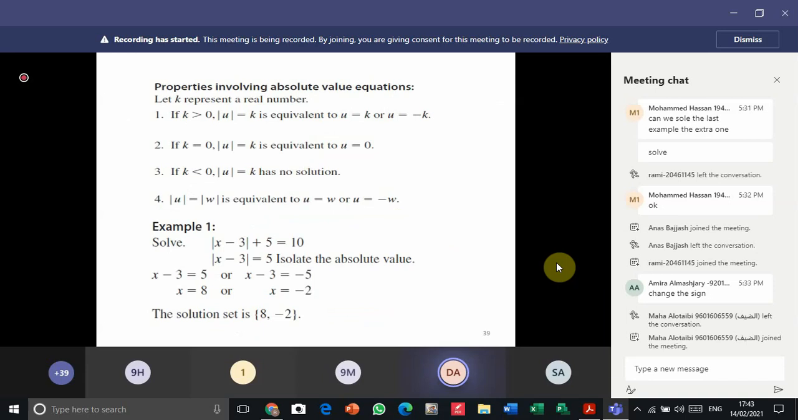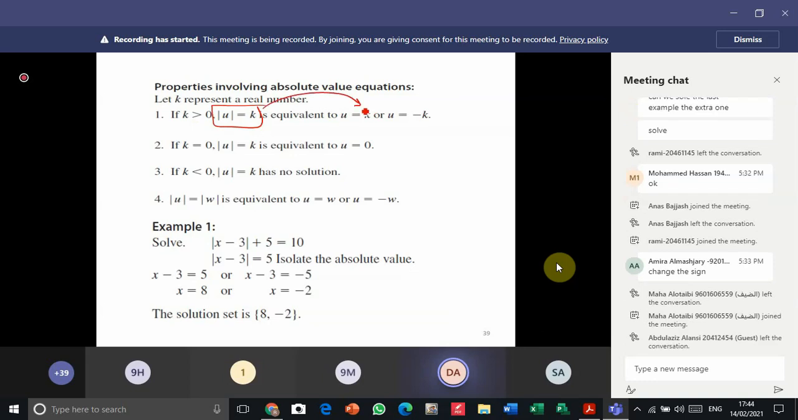Now we have the absolute value. If we have absolute value of u equal k, and k greater than 0, positive, like this, we remove the absolute value, but we must put u equal k and u equal negative k.